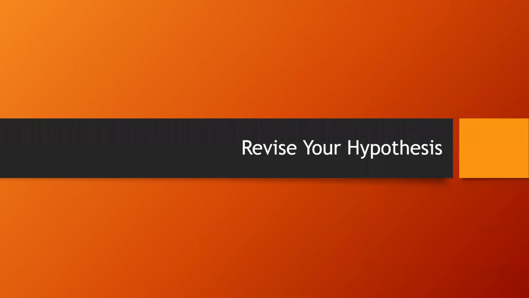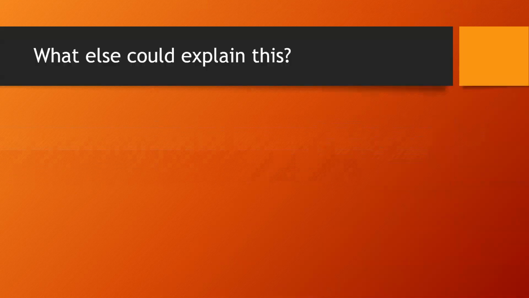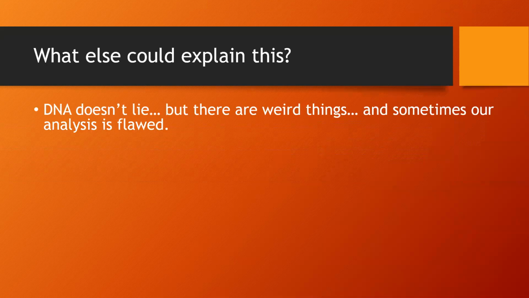So sometimes I have to revise my hypothesis. So what else could explain some of these relationships? Remember, DNA doesn't lie, but there are weird things that happen, and sometimes our analysis can be flawed. So we want to make sure that we have excluded things, that we've included everything. And when I say excluded things, we've ruled out some of our hypotheses and that sort of thing. We don't want to exclude data or matches. But there are some weird things that happen.